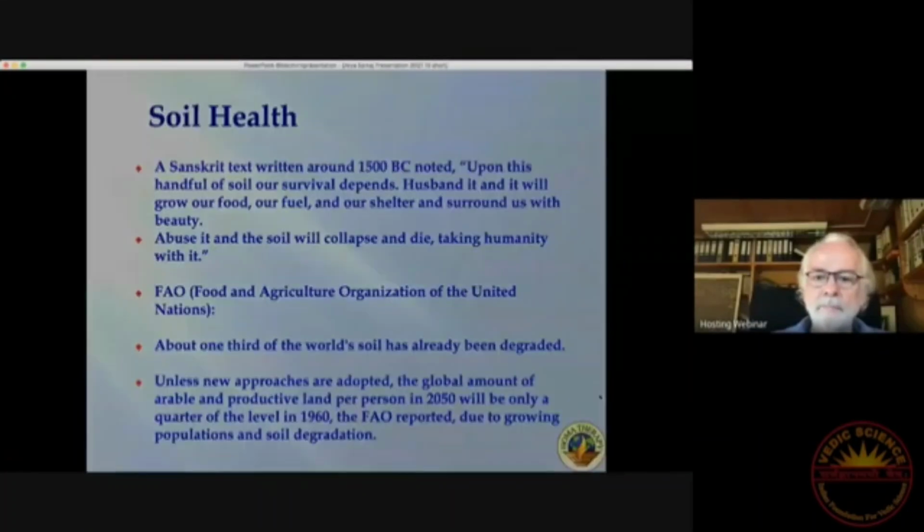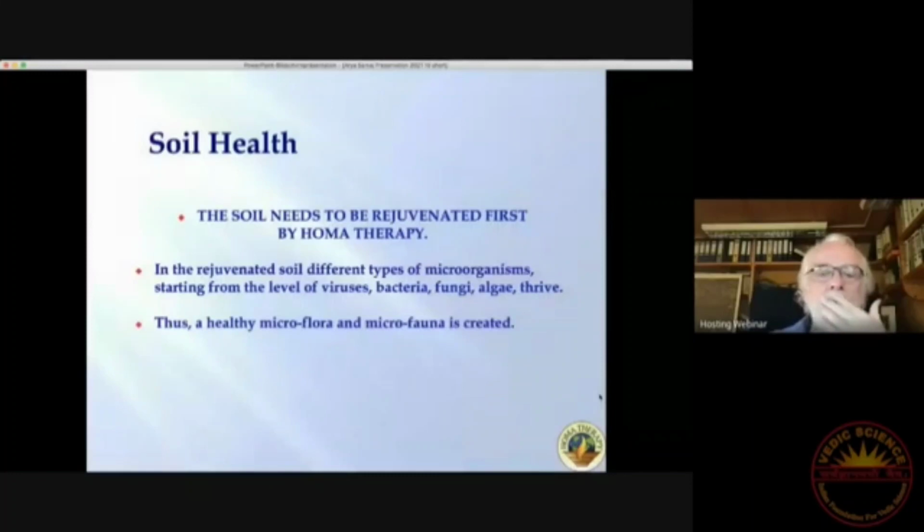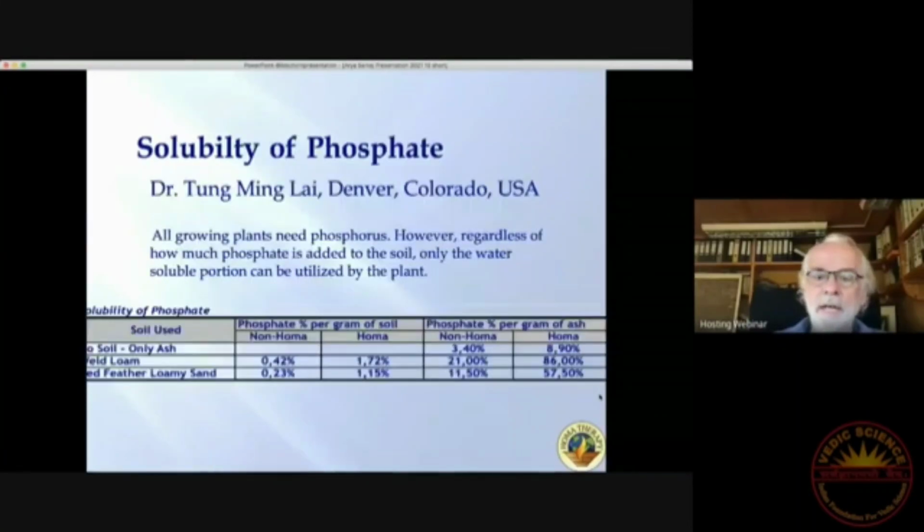Effects on the soil. Soil is very important. Without this thin layer of soil, 30 centimeters or whatever, humans or all nature could not survive. So that's very important. And soil quality, soil health is deteriorating at a very fast speed. So we have to rejuvenate the soil from the level of viruses, bacteria, fungi, algae, and so on. And that is done with the help of Agnihotra and Agnihotra ash.